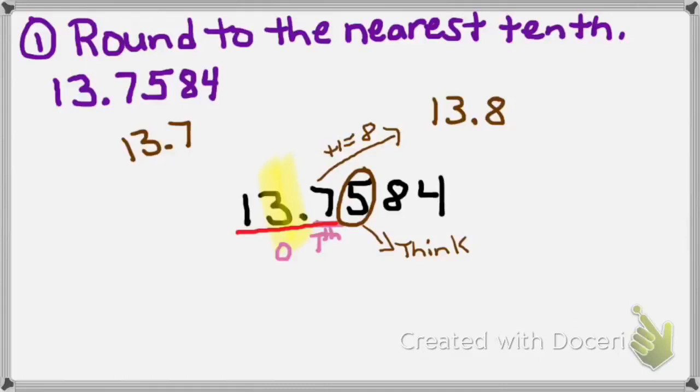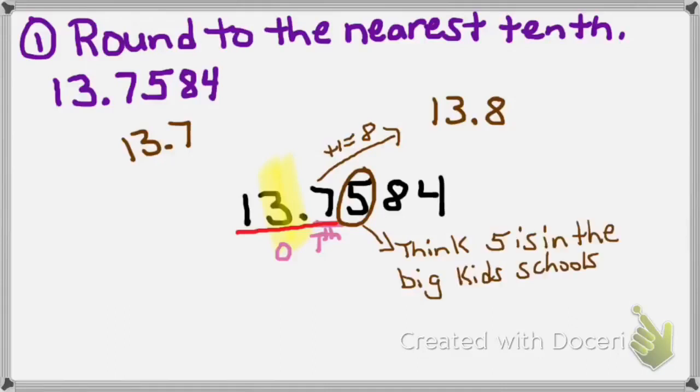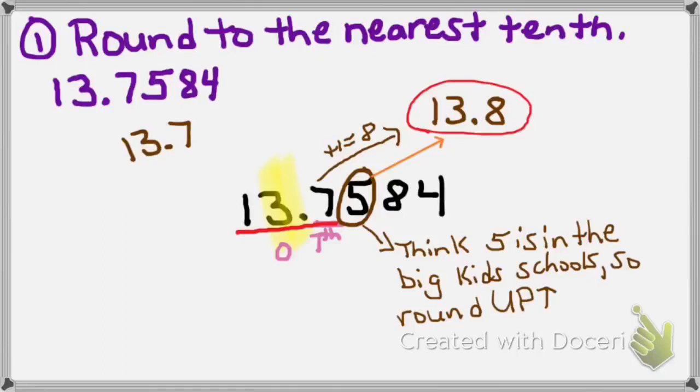My circled digit is a 5. So I'm going to think, well, 5 is in the big kids' schools, so I have to round up. So 5 tells me that I round up to the number on the right side, the 13.8. So I circle that because that is my final answer. The question said round to the nearest tenth, and 13 and 7,584 ten-thousandths to the nearest tenth is 13 and 8 tenths.